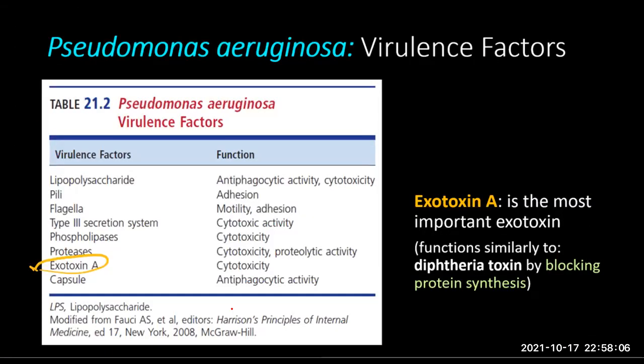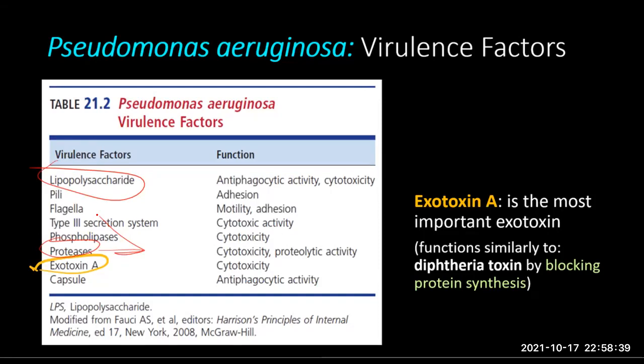So the virulence factors. It can produce a variety of factors that lend to its pathogenicity, such as endotoxin or lipopolysaccharide, the LPS. We have the pili, capsule, flagella, phospholipases, type 3 secretion system, and several exotoxins and proteases. These exotoxins and proteases include hemolysins, lecithinase, elastase, and deoxyribonucleases.